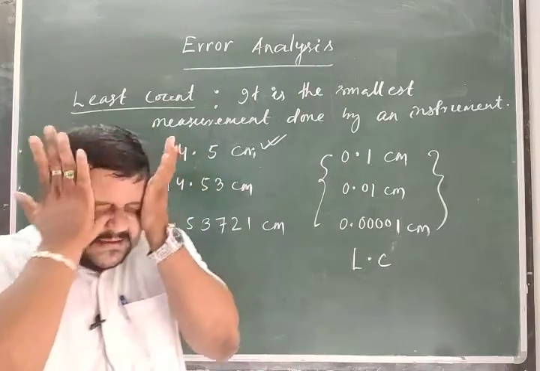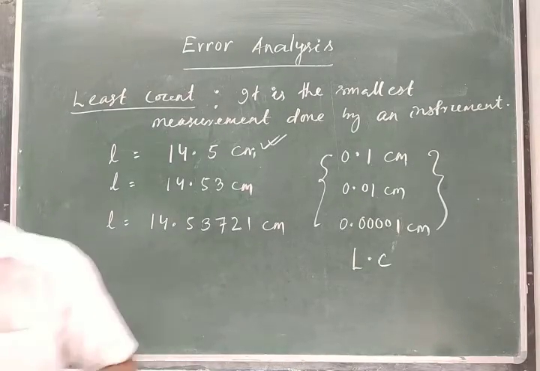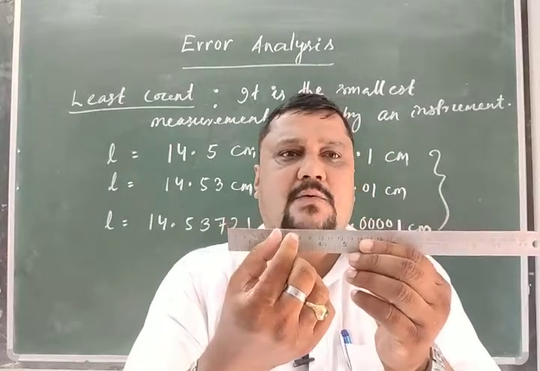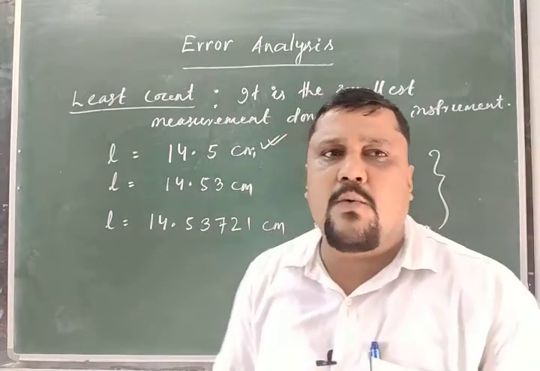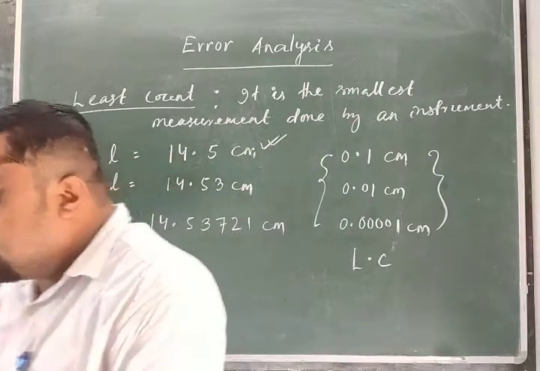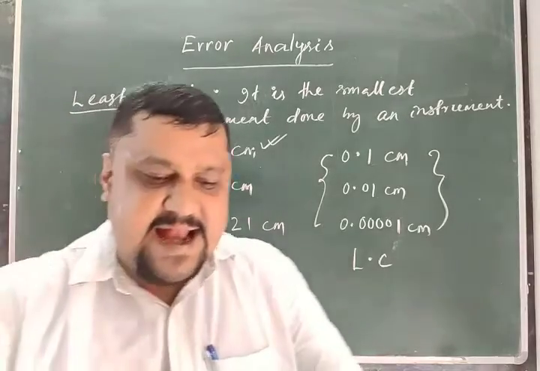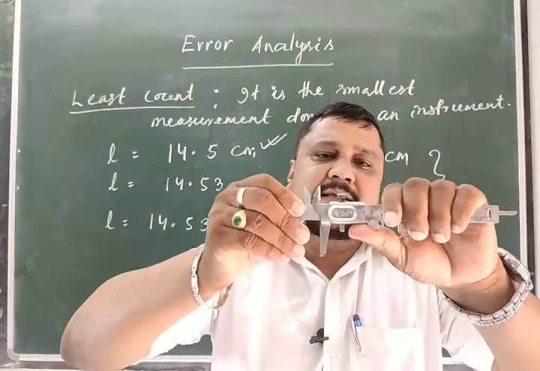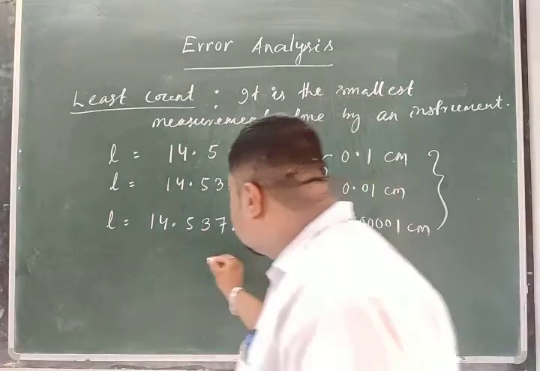In our laboratory, using this scale, what is the least measurement? It is 1 millimeter. 1 millimeter means 0.1 cm. Similarly, there is another device here, the slide calipers. This is called slide calipers, not caliper, slide calipers.